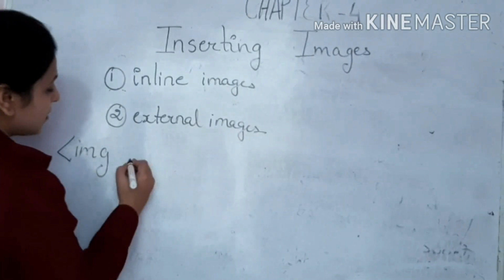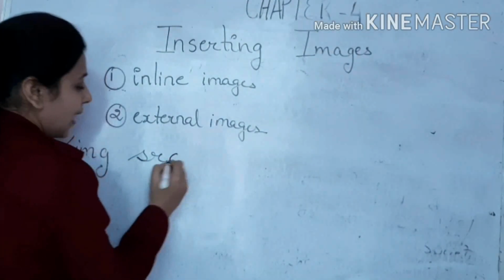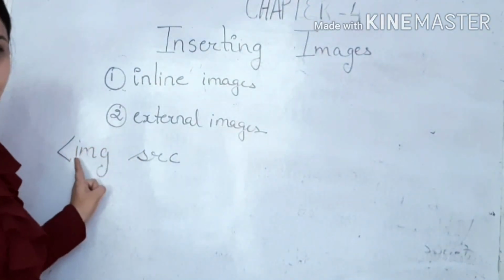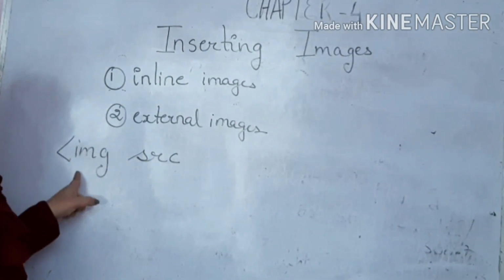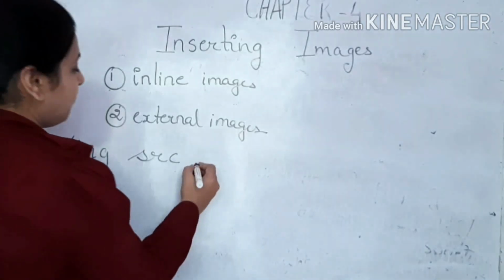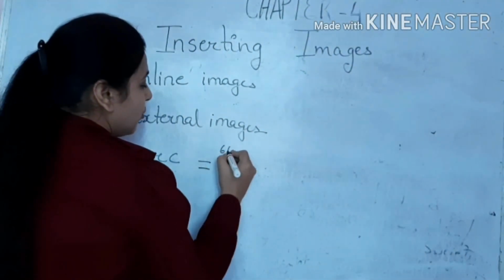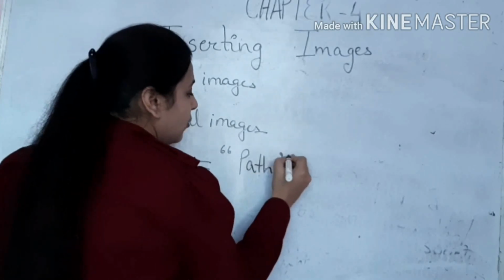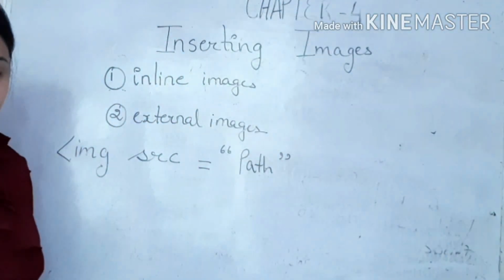After writing this, you write SRC, that is source. What is the source of this image? Means from where are you going to get this image? The path. In double quotes you are going to write the path of the image, that is, from where you are going to get this image.